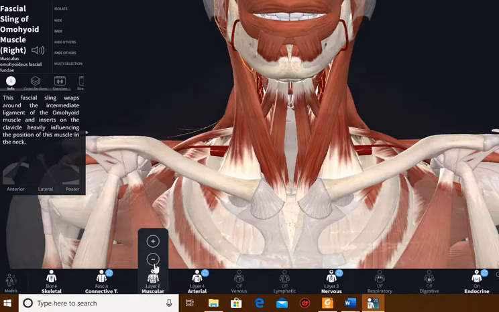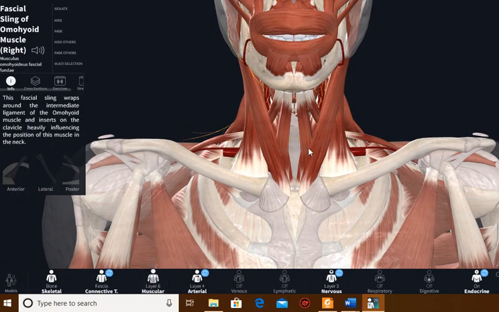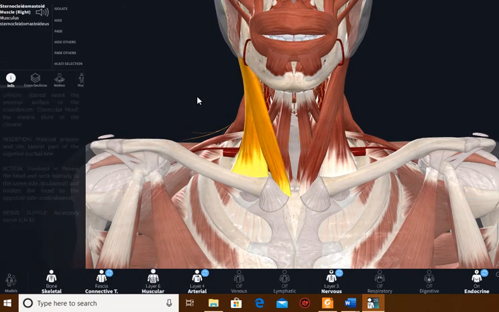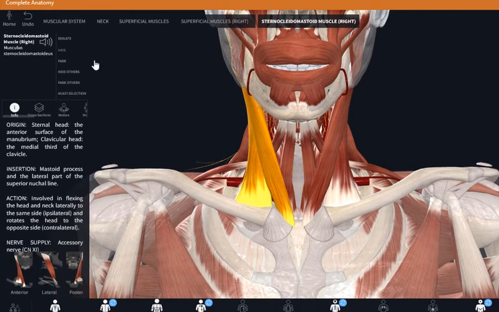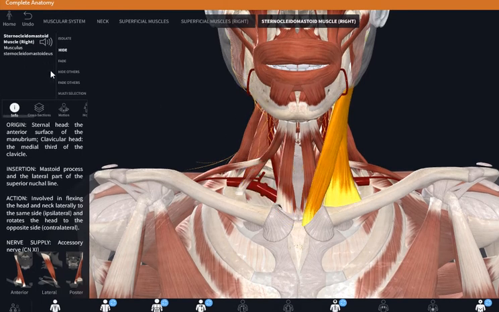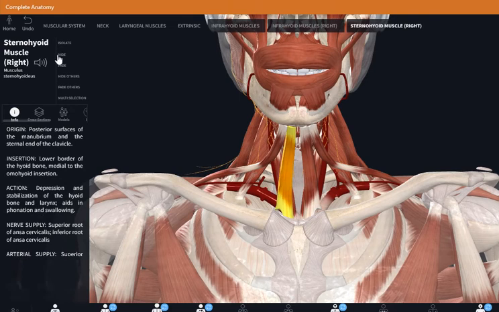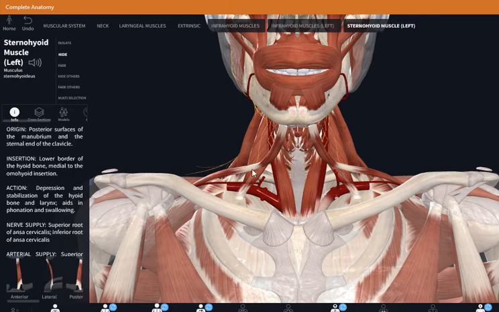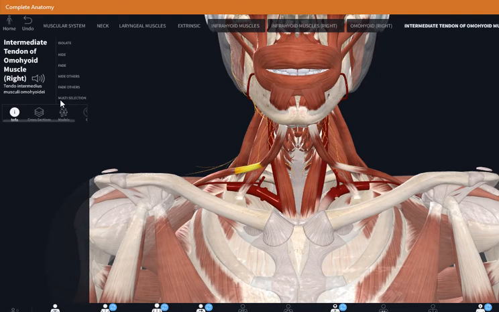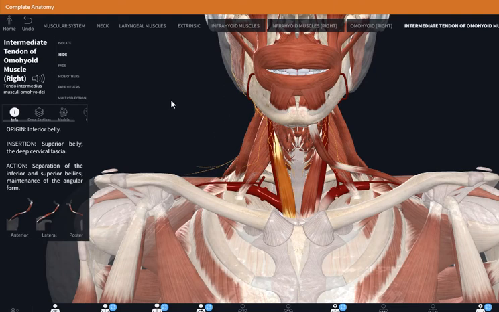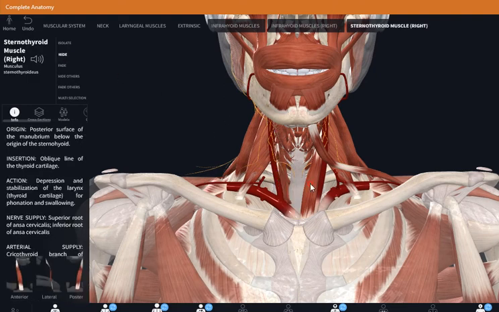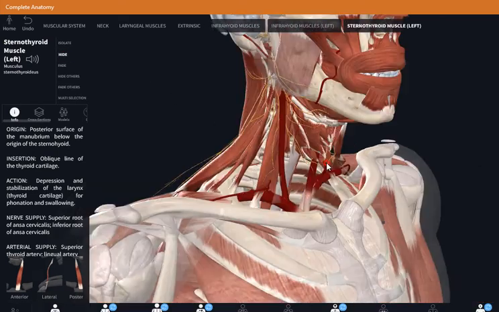So let's try to visualize that muscle again. We start by removing this. I continue removing, I hide this, I hide this. We continue removing. We have the sternothyroid here, and this other one, the sternohyoid. We remove this, we hide this, and this one we hide too. Now we have other muscles here.